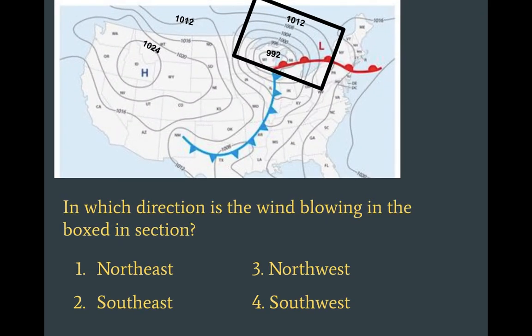In which direction is the wind blowing in this box section? So you can see the numbers. I highlighted the numbers for you. This one's 992. This is 1012. So which direction would it be moving in? Northeast, southeast, northwest, or southwest? Southwest. So it's moving from high here to low. It's blowing from here to here.